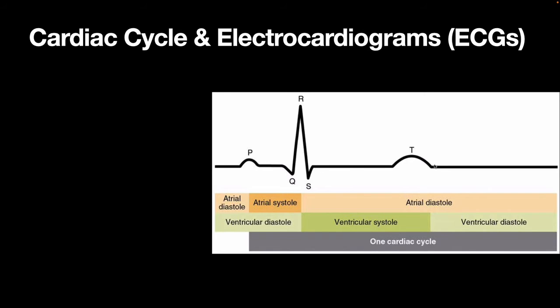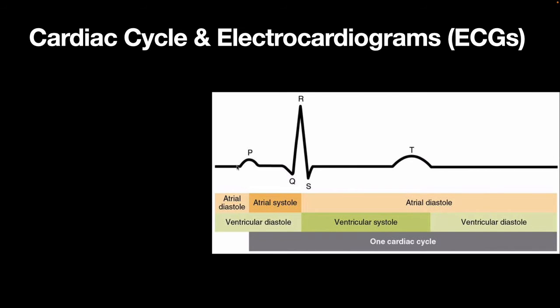Here we see, we're going to actually start at the same point we started on the previous page, where we're under both atrial diastole and ventricular diastole, starting after this T wave. So in this region, the atria and the ventricles are all relaxed, and then we get to the P wave here.